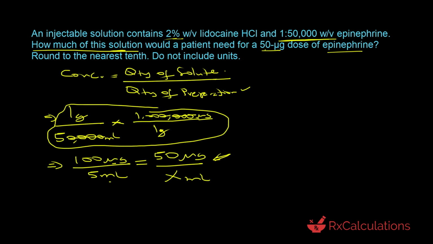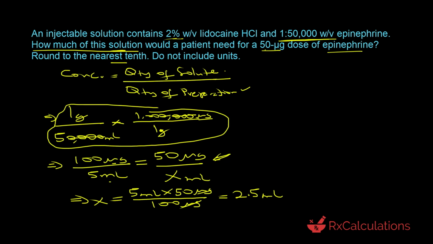So we go ahead and solve for x, which is the unknown. So x is going to be equal to 5 milliliters times 50 micrograms divided by 100 micrograms. Now the micrograms cancels out, and you're going to end up with 2.5 milliliters. But notice that the question says round to the nearest tenth, do not include units. And so the answer is going to be 2.5.